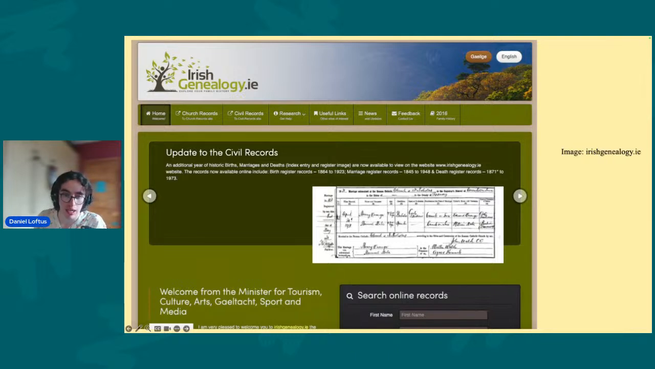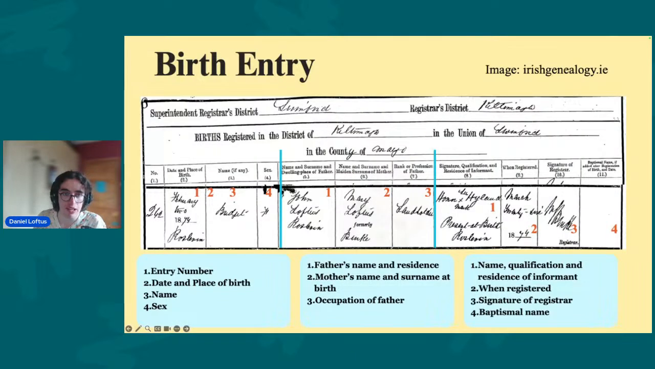So let's take a look at a birth entry first. So here is the birth entry of my great-grandaunt Bridget Loftus. On the left, going from left to right, the entry number is here.